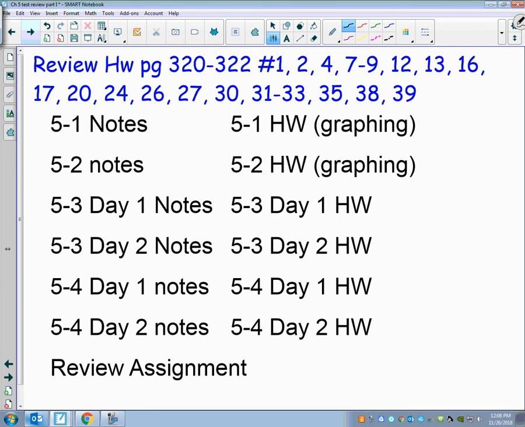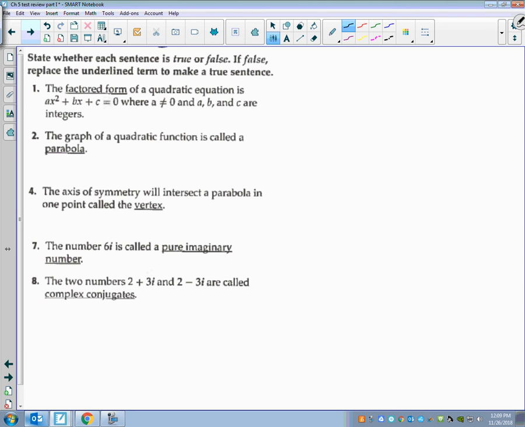So this is the review assignment that you were supposed to be working on in class today. These are the assignments with notes that you should have to turn in to me tomorrow. So 5-1 and 5-2 we just spent one day on. And then 5-3 we had day 1 and day 2 notes and homework. And 5-4 we had day 1 and day 2. And then this review assignment. So make sure you have that together to turn in to me tomorrow. And I'm just going to kind of go through this here with you, and then you can ask questions as we go.